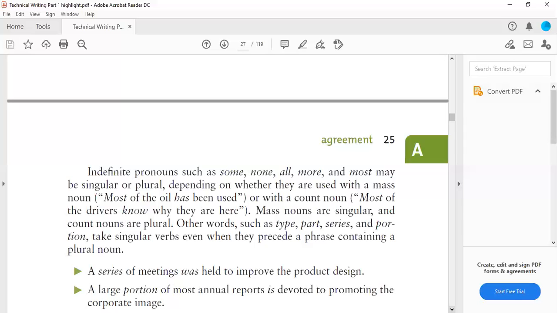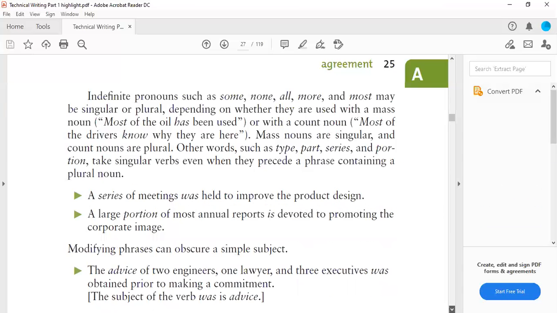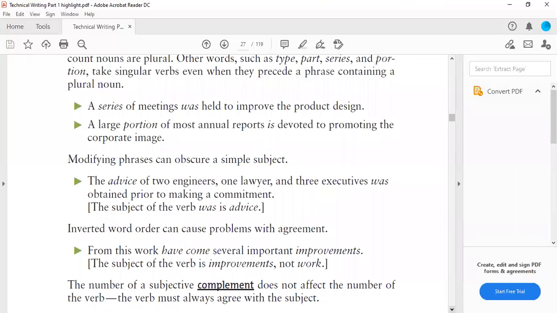And other words such as type, part, series, and portion take singular verbs even when they precede a phrase containing a plural noun. Look at this example. A series of meetings was held to improve the product design. Here, with a series of meetings we use was because a series talks about something as one thing, not as different things.